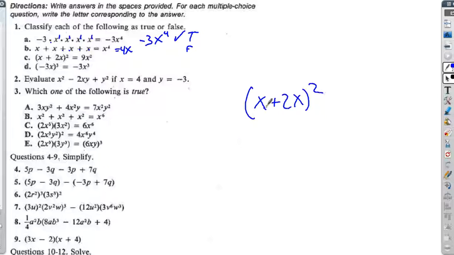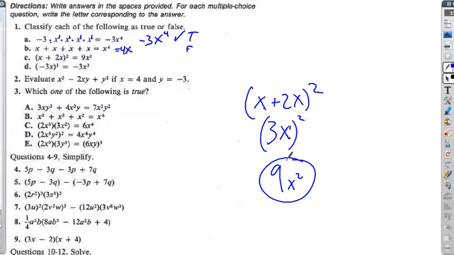So what is x plus 2x? Well, if I have x plus 2x, then I have a grand total of 3x. And so I have 3x squared. Well, what is 3 squared? 9. X squared, or x to the first squared, is going to be x squared. And so there we have it. In question C, we end up with a true statement.